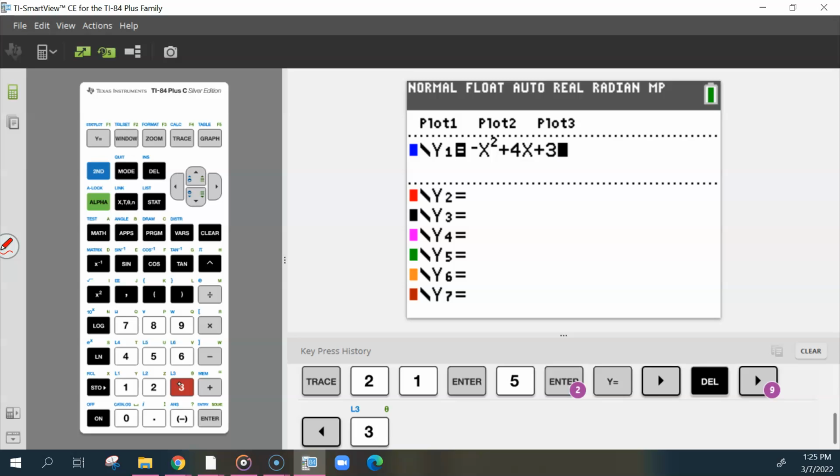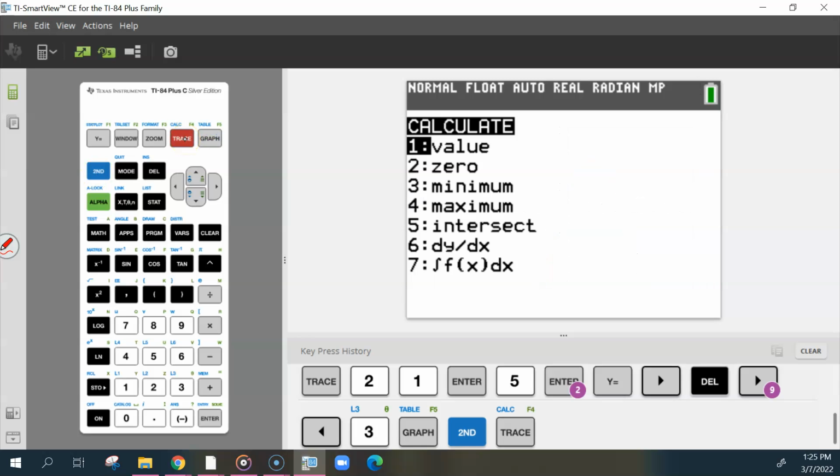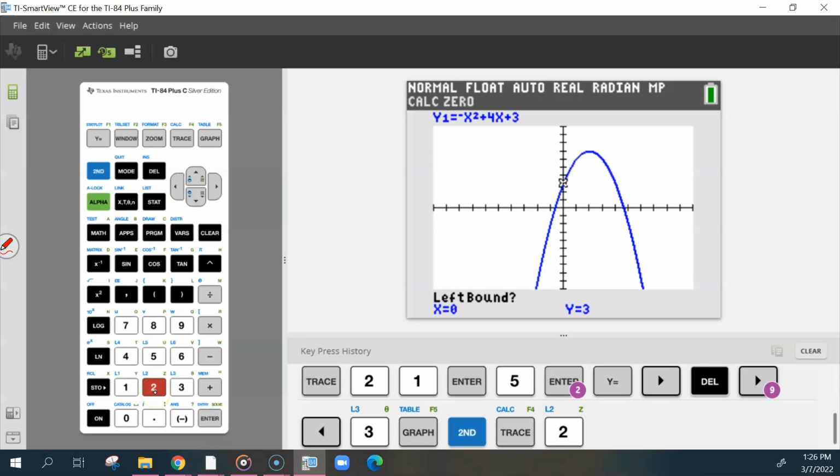And then I'm going to graph this. And when I graph it, I see that this is not at a grid line exactly. So we're going to have to use our calculator to find those points. Second trace. And then 0, or at number 2.